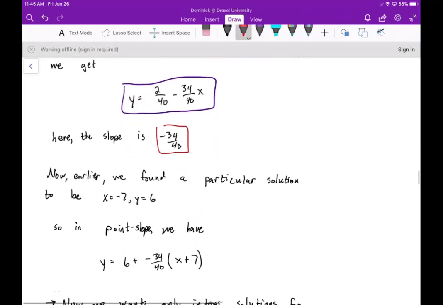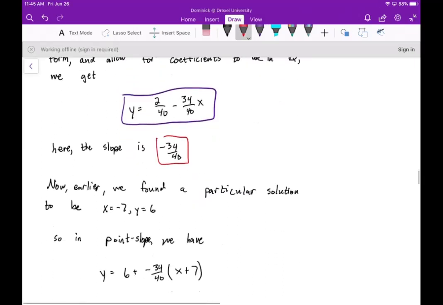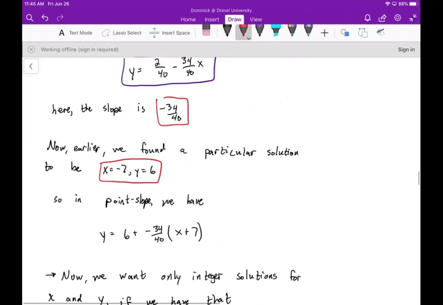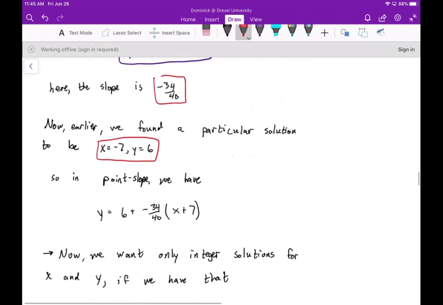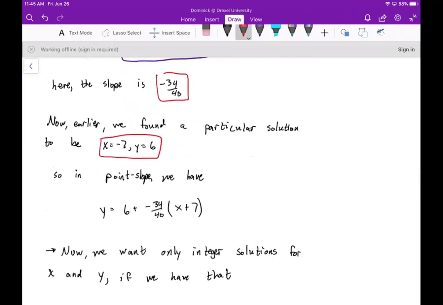Now, earlier, in a previous video, we found that a particular solution for this, x is equal to negative 7, y is equal to 6, will work, right? So if you were to put this in point-slope form, now that you know a particular point on this line, once you plug it in, you would eventually get this equation here, where we have the y coordinate here and, well, the opposite of your x coordinate here.